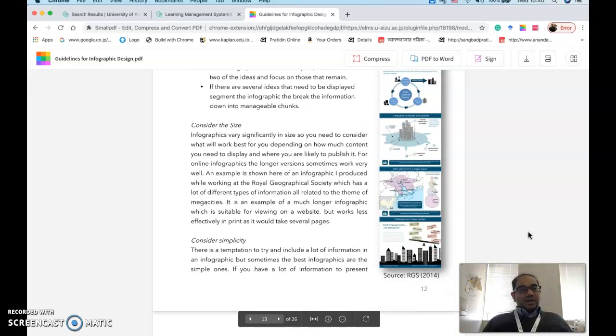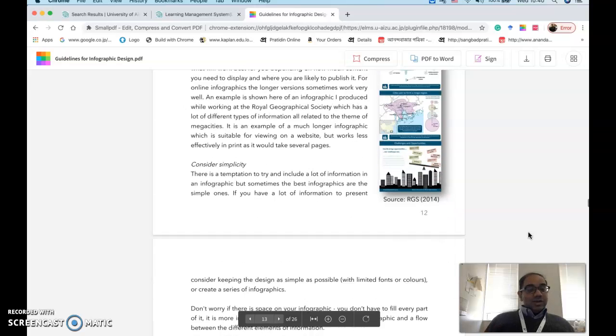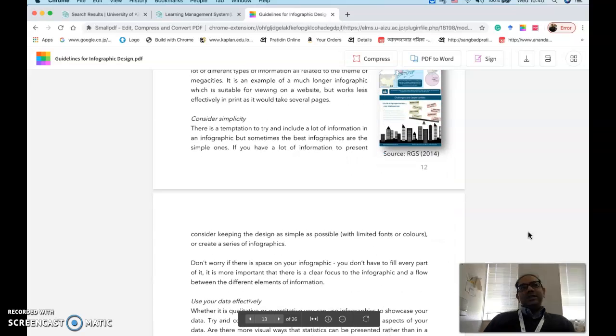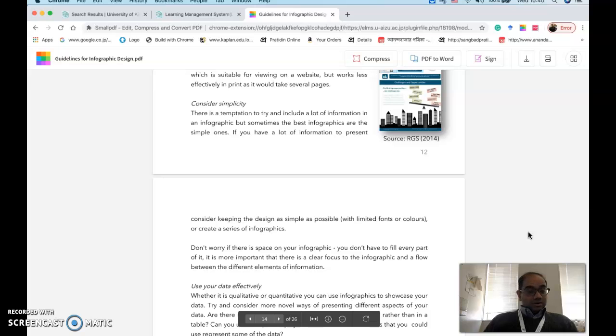Consider the size and the layout: which size is best, how you're going to hang it, from how far you can look at it and understand and read it. Consider simplicity. It has to be simple. If it is very complex, then people will not understand it. The purpose of the infographic will be lost if it is not very simple.